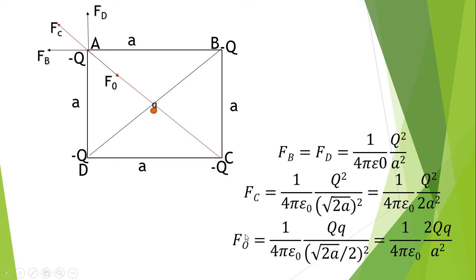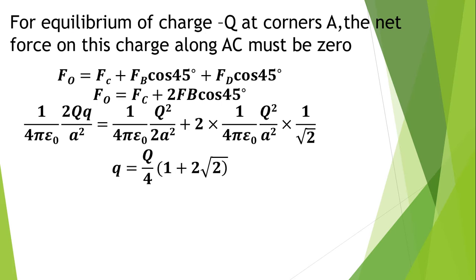After solving that, F0, the force acting on charge minus Q at point A due to charge small q at the center, is directed toward the center, that is an attractive force. So F0 is equal to 1 by 4 pi epsilon naught capital Q small q by (root 2 a by 2) whole square. How to get root 2 a by 2? Because AC is equal to root 2 a, OA is equal to root 2 a by 2 and OC is also root 2 a by 2. Is it clear? Putting it here, after solving that, the value of F0 is equal to 1 by 4 pi epsilon naught twice capital Q small q by a square.